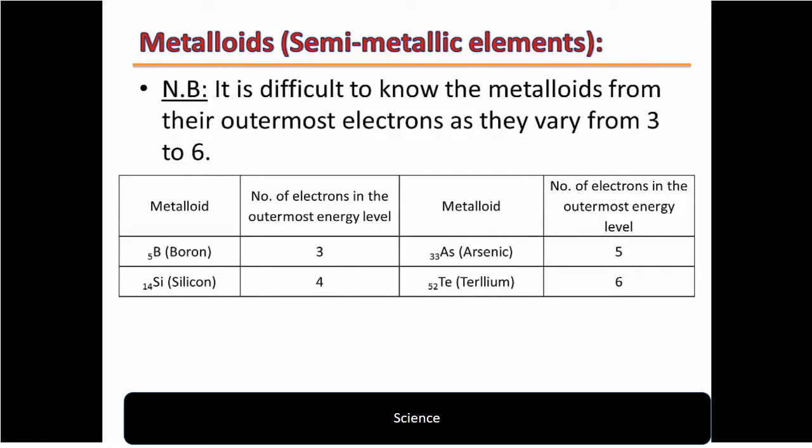We have only 4 examples for metalloids. Boron, its outermost energy level contains 3 electrons. Silicon, its outermost energy level contains 4. Arsenic, its outermost energy level contains 5 electrons. Tellurium, its outermost energy level contains 6 electrons.